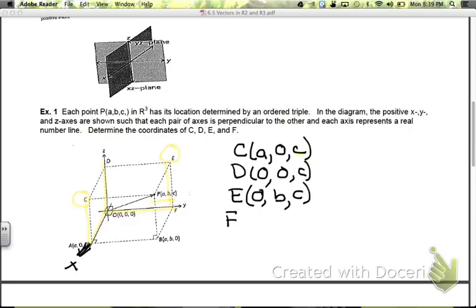And then for F, our last point here, to get to F, to this point, we just need to stop one before going to E. So I know it's 0 for my x-axis, B for my y-axis, and then we're at F. So then 0 for my z-axis.